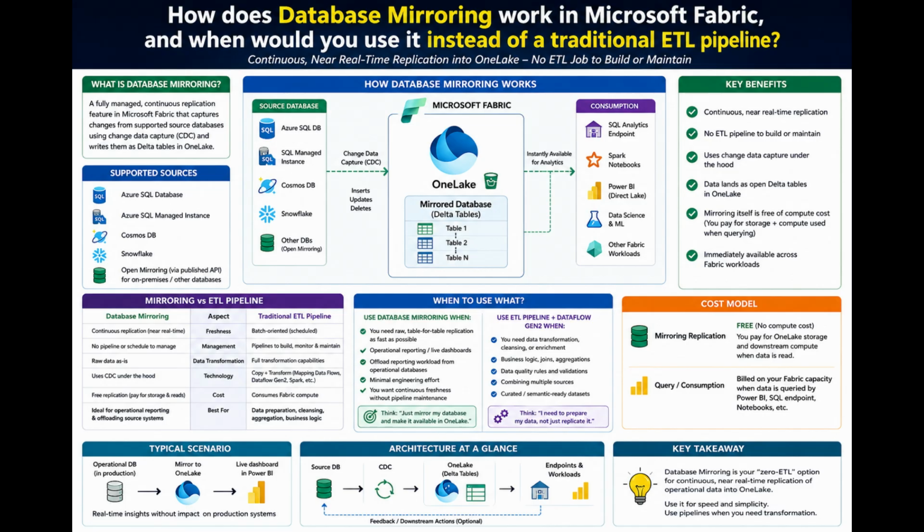In fact, a really strong answer combines the two. I would mirror the source into bronze for a live, low-effort landing zone, then use a pipeline with a Dataflow Gen 2 or notebook to build my transformed silver and gold layers on top of mirrored data. This sentence alone will impress the interviewer, and I don't think he will ask any more questions on database mirroring. Okay, so remember to mention this point.